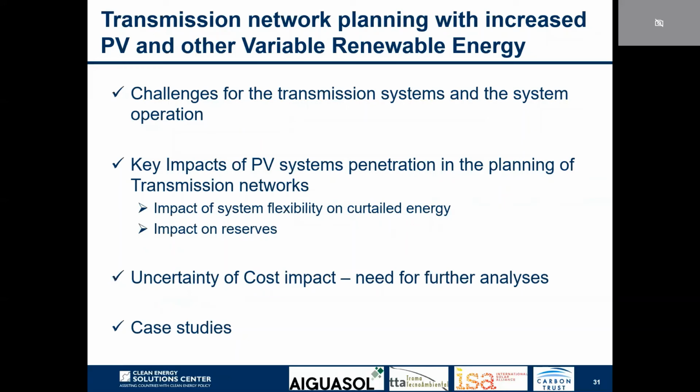The following webinar is dealing with planning of transmission networks and the integration of photovoltaic and other variable renewable energy sources. In this webinar, the challenges for the transmission systems and their operation are discussed. The key impacts of PV systems penetration in the planning of these networks are discussed. Impacts in terms of flexibility, on curtailed energy, impacts on the reserves that need to be present in the transmission networks. Then also the impact in terms of cost of PV integration in the transmission networks and the uncertainty that at the moment is there, which is a case for further, more detailed analysis, as more PV systems are introduced into transmission grids. And then some case studies, discussion and examples.